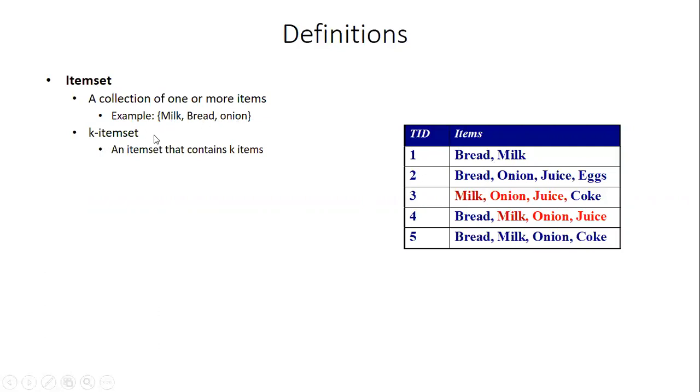What is a k-itemset? An itemset that contains k items. So if the itemset contains only 2 items, we call it a 2-itemset. If the itemset contains 4 items, we call it a 4-itemset. If the itemset contains 100 items, we call it a 100-itemset.